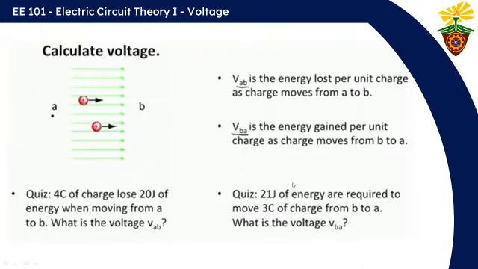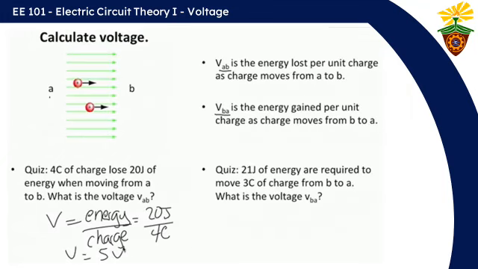Okay, let's have the quiz. The first quiz says 4 coulombs of charge lost 20 joules of energy when moving from A to B. What is voltage V_AB? And the second says 21 joules of energy are required to move 3 coulombs of charge from B to A. What is the voltage V_BA? Pause the video for a moment and try the quizzes on your own, and then play, and we'll work through the quizzes together.